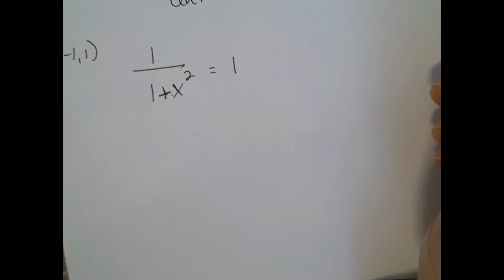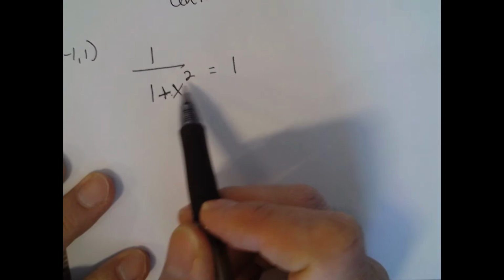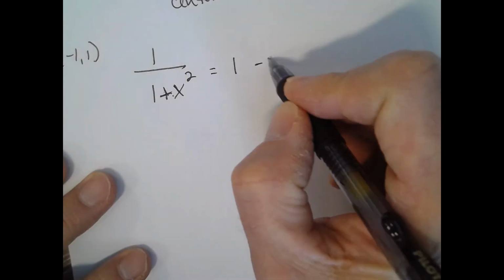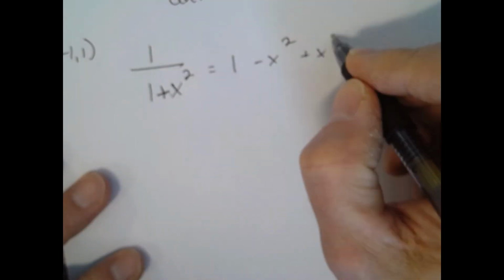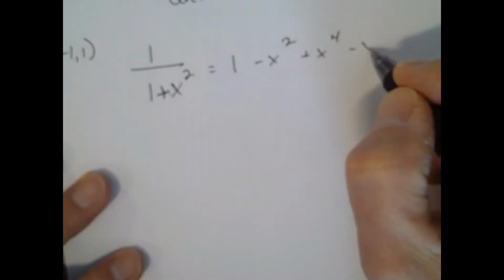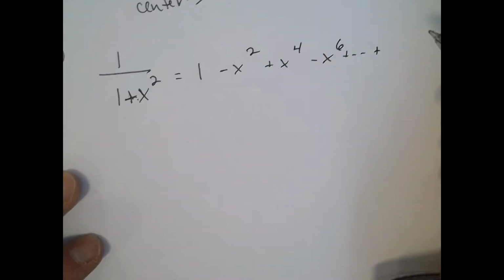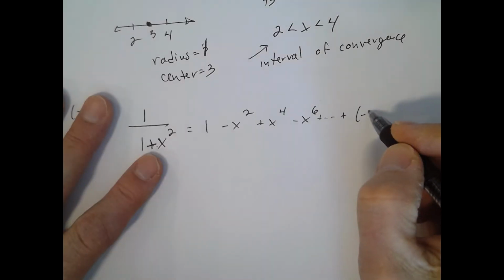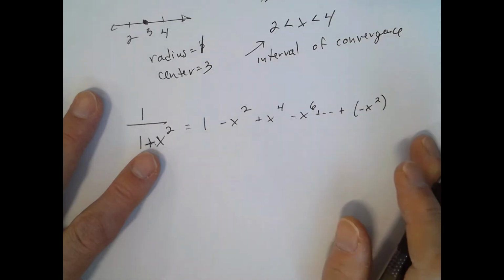Negative x squared, because it's always 1 minus our r here. So it's 1 times negative x squared is negative x squared, times another negative x squared is a plus x to the 4th, minus x to the 6th, and so on. And then I'm going to write my nth term, which is negative x squared to the n.